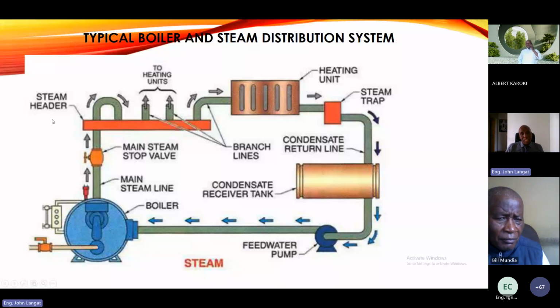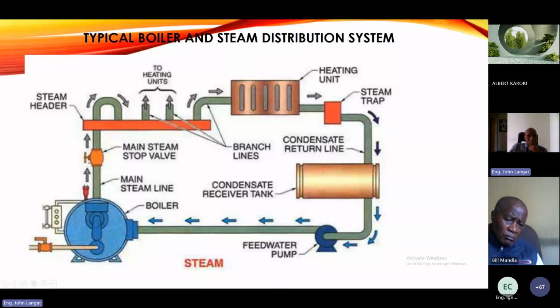Any setting must have this header here. You cannot pick steam here and supply it directly to the process. So you have the steam header here, which is supplied by the boiler. And here we have a stop valve, or a steam stop valve. That is, if you want to work on the header, you'll have to isolate here. Or if you want to work on any process here, you have to isolate the steam system from the boiler here, then you work on it.